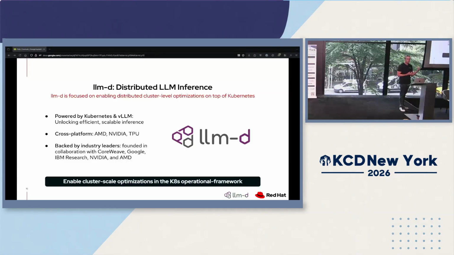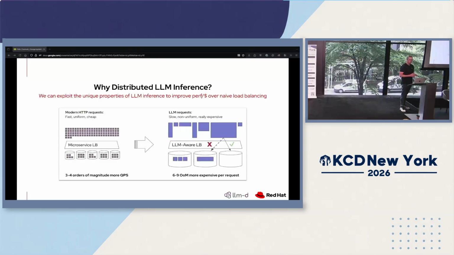So this project was founded last year. Teams from CoreWeave and Google and IBM Research, NVIDIA, AMD, and many more. And this project actually just joined the CNCF a few months ago as a sandbox project. So that was a really great goal. So we're trying to stop treating infrastructure and model architecture as two separate problems. By integrating them, we can enable true cluster scale optimization inside of that standard Kubernetes operational framework.